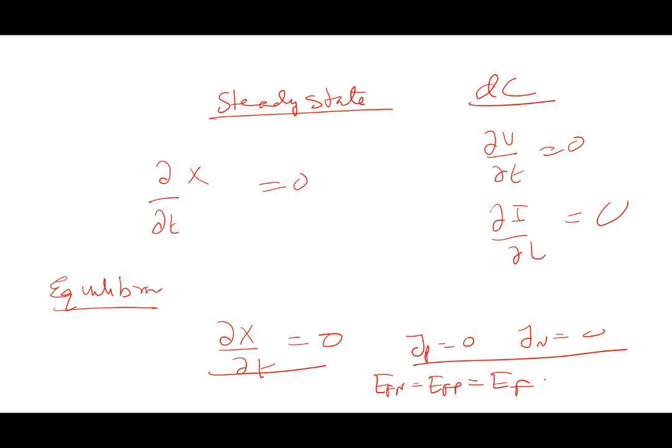Note that when the electrons and holes are not in equilibrium with each other, that's where you define a separate EFN, a separate EFP. Electrons exist by themselves, they are not in equilibrium. Holes exist by themselves, not in equilibrium. So you do all that.